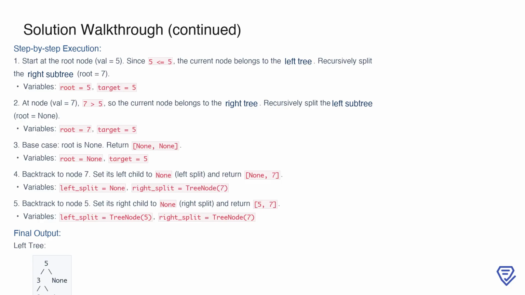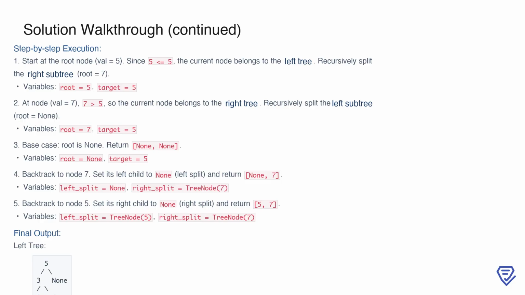At the node with value 7, we find that 7 is greater than 5, so this node belongs to the right tree. We now attempt to split its left subtree, but this subtree is none. This brings us to the base case where the root is none, so we return none, none. Backtracking to the node with value 7, we set its left child to none for the left split, and the node itself becomes the right split. The result at this step is none, 7.